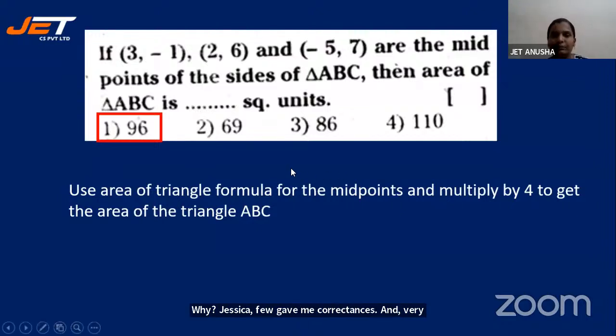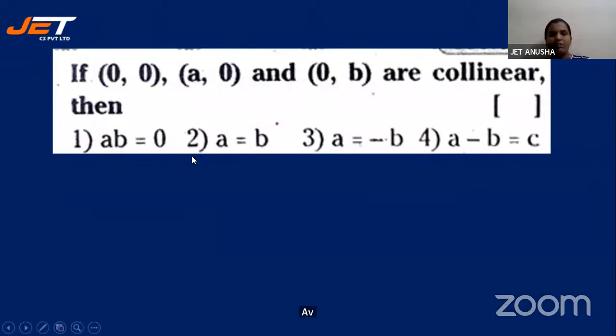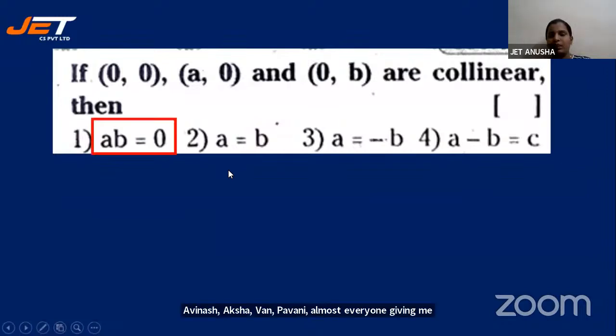We'll go with the next one. If 0 comma 0, a comma 0 and 0 comma b are collinear, then what will be the answer? Swati 1, Taruni 2, Ashwin 1, Avinash, Akshaya 1, Pavani. Almost everyone giving me the answer as 1. So let's see. The answer is 1. Very good, ma. I appreciate your active participation. So we'll go with the next one.